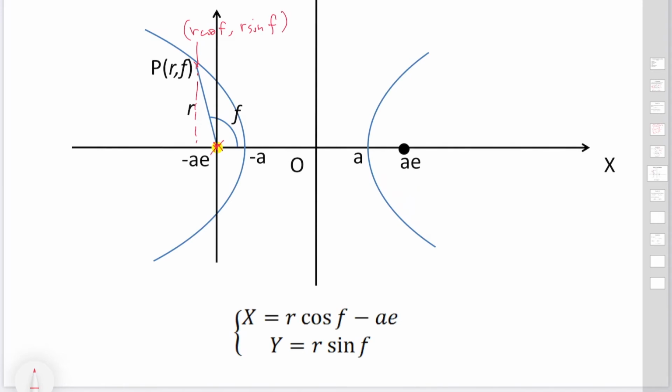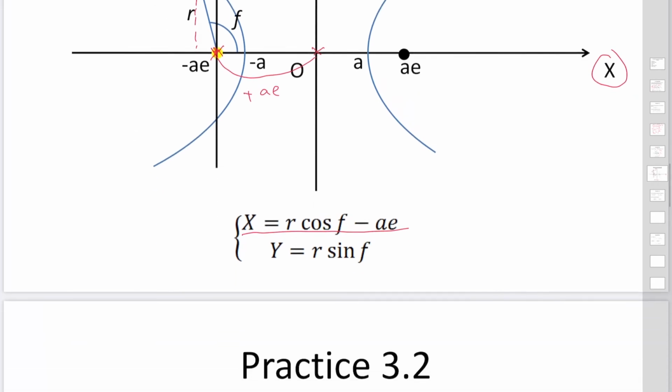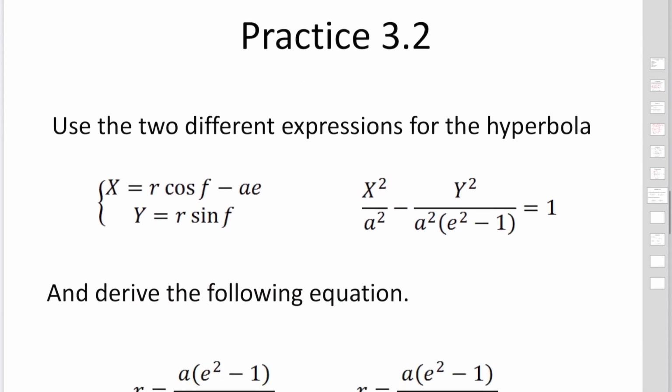If you choose this as the origin, but in the case of the x, y coordinates, the origin is here. This is a. You have to subtract. So x is expressed as r cosine f minus a, and y is r sine f. Okay, so this is the relation between the polar coordinates and the Cartesian coordinates. Then we can move to the next practice.